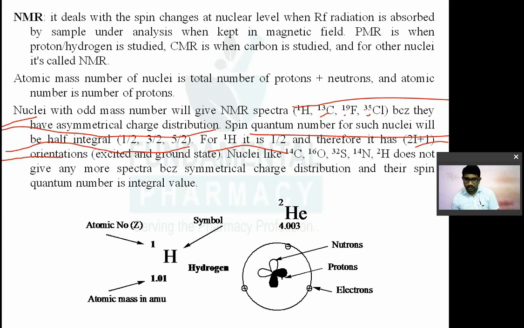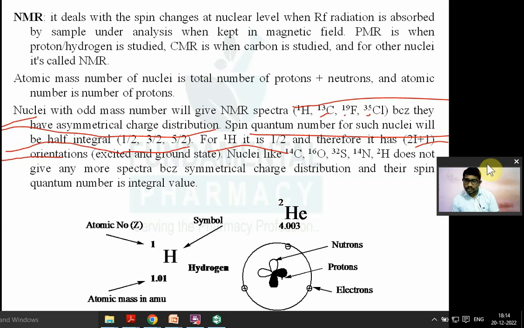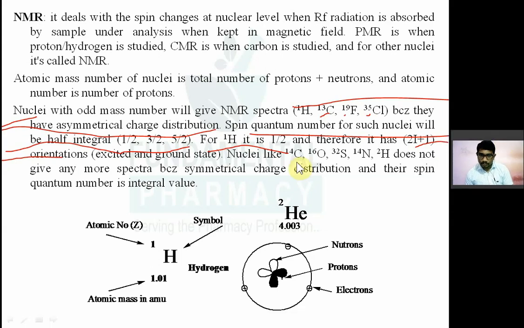So likewise, for example, if you take the example of carbon 14, oxygen 16, then sulfur 32, nitrogen 14, hydrogen 2, that is deuterium, it does not give NMR spectra because they have a symmetrical charge distribution in their nucleus and their spin quantum number will be an integral value.